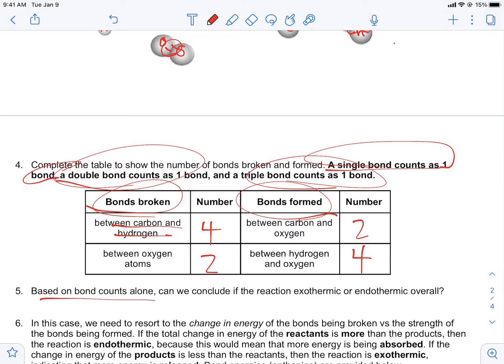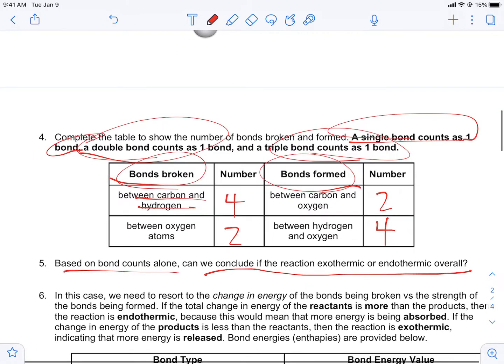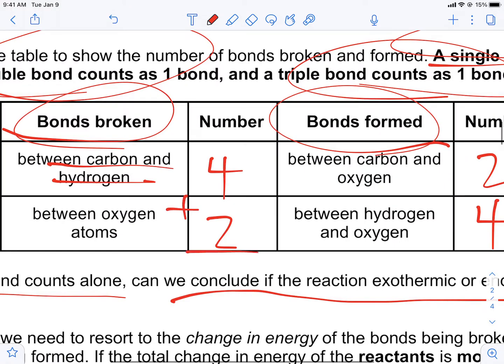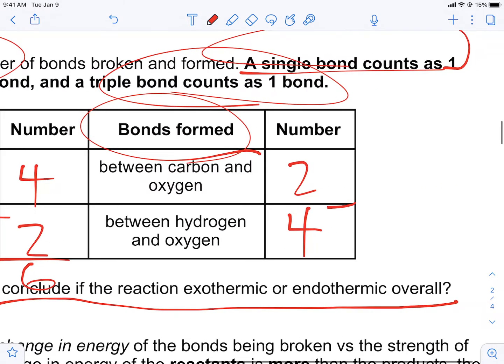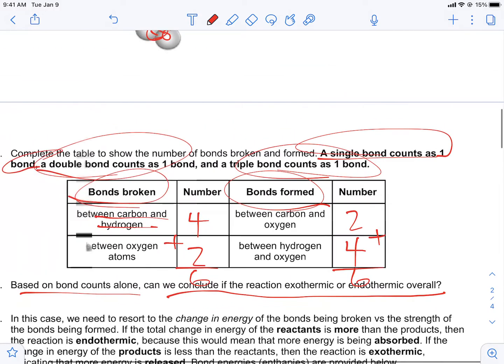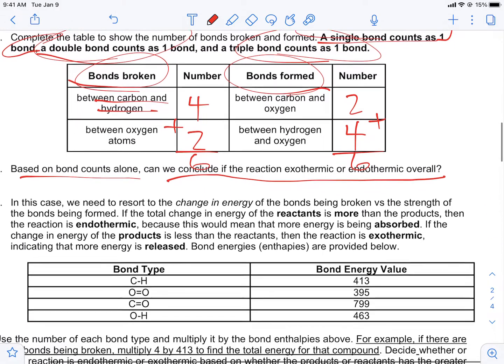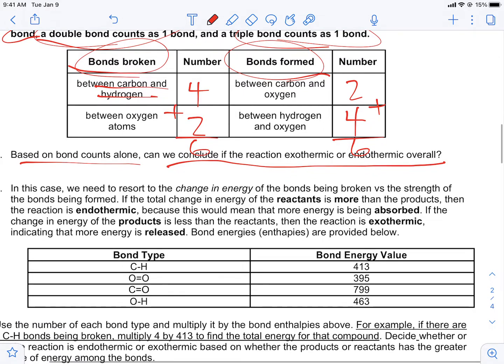So based on bond counts alone, can we conclude if the reaction is exo or endo? All we got to do is add them. Well, unfortunately, we have 4 plus 2 is 6, and 2 plus 4 is also 6. Neither side is higher, so we can't really conclude based on bond counts whether or not this is an endothermic reaction. So we say no. There is another way that we have to use in order to figure this out.